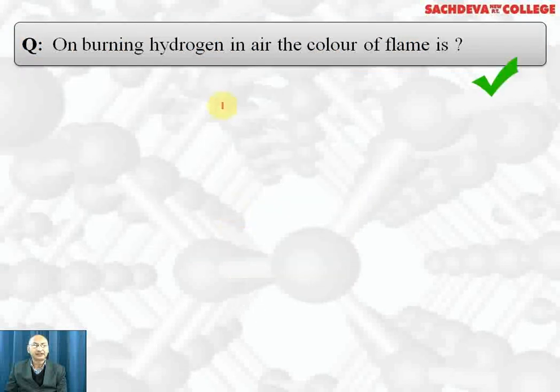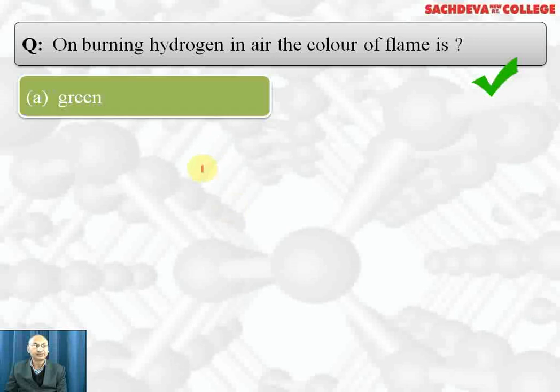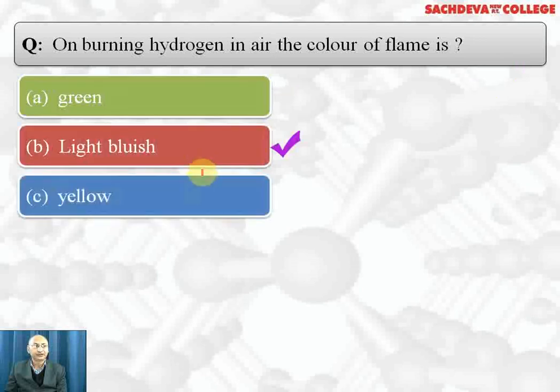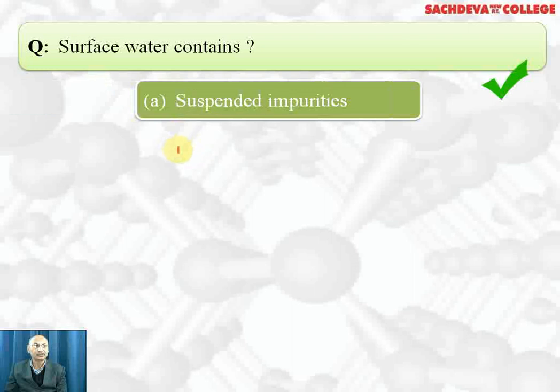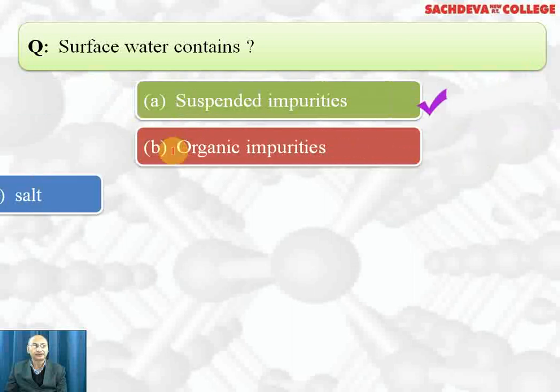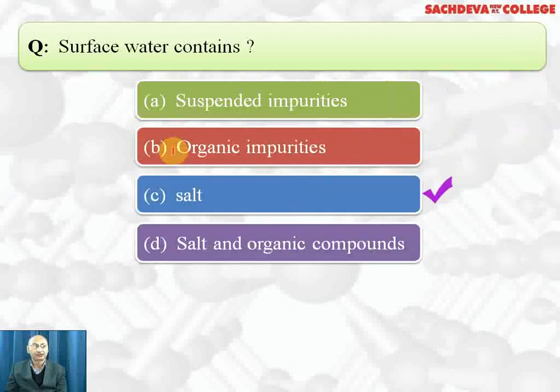On burning hydrogen in air, the color of the flame is green, light bluish, yellow, none of these. Correct answer is light blue color is formed when hydrogen undergoes combustion. Surface water contains suspended impurities, organic impurities, salt and organic compounds. Correct answer is suspended impurities.